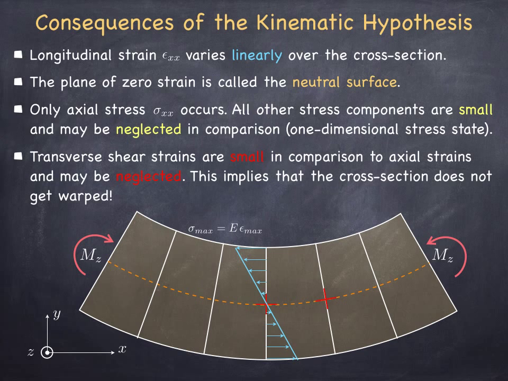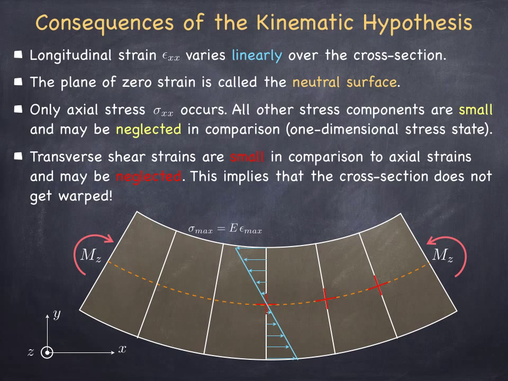So the other consequence of the kinematic hypothesis is that the transverse shear strains are small in comparison to the axial strains, and therefore they may be neglected. This implies that the cross-section does not get warped, obviously. So how does it appear to us geometrically? Imagine that we have painted plus marks on the side of our beam before deformation. And of course, these plus marks are going to have 90-degree angles at their intersections before the deformation. What Bernoulli-Euler kinematic hypothesis implies is that even after the deformation, these plus mark signs will retain their 90-degree angles.